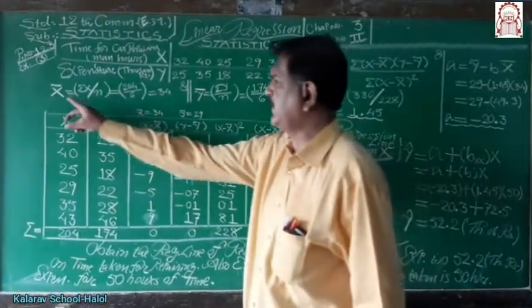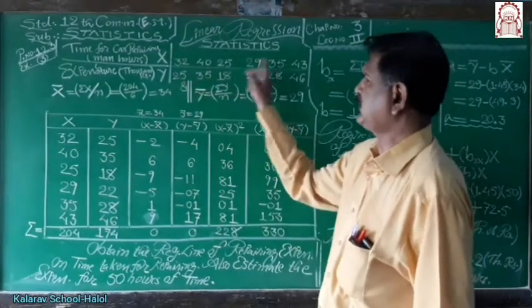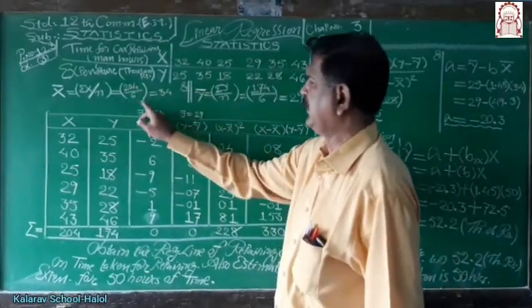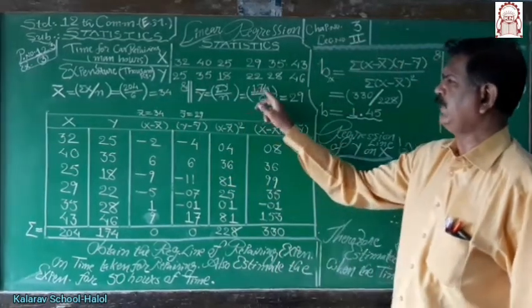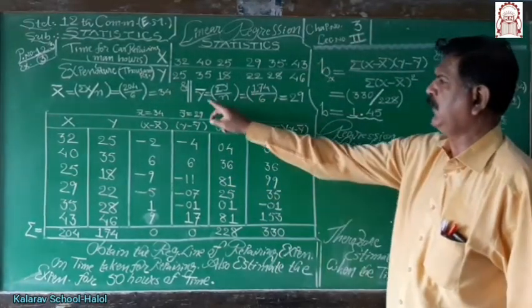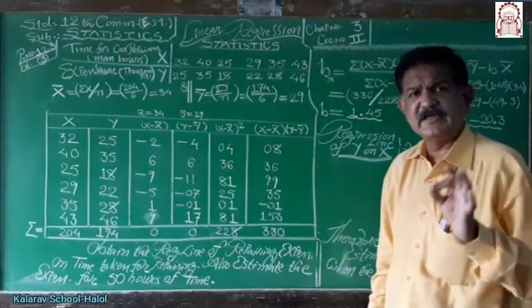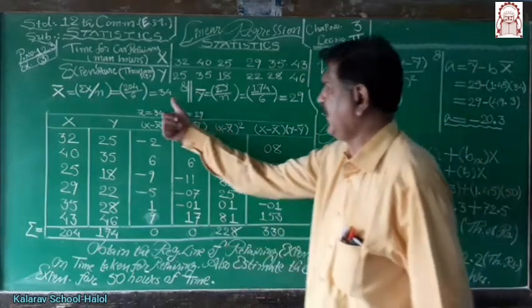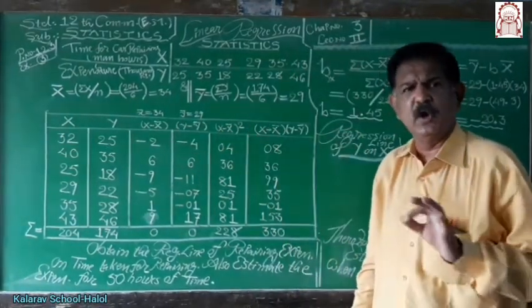First of all, calculate x bar and y bar both. X bar means sigma x upon n, y bar means sigma y upon n. Total of x, 204, divided by 6, the answer is 34. Total for y, 174 upon 6, the value of y bar is 29. One important thing is that x bar and y bar both are completely integer values, whole numbers.